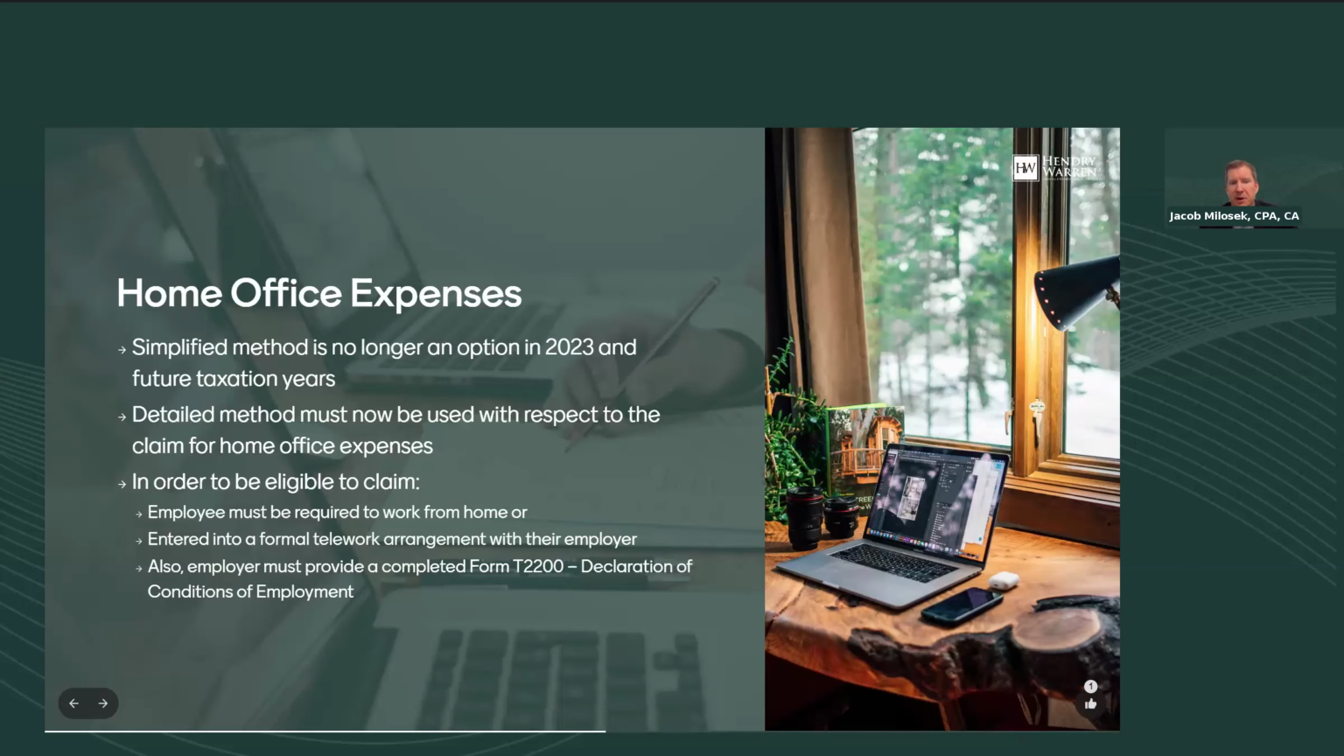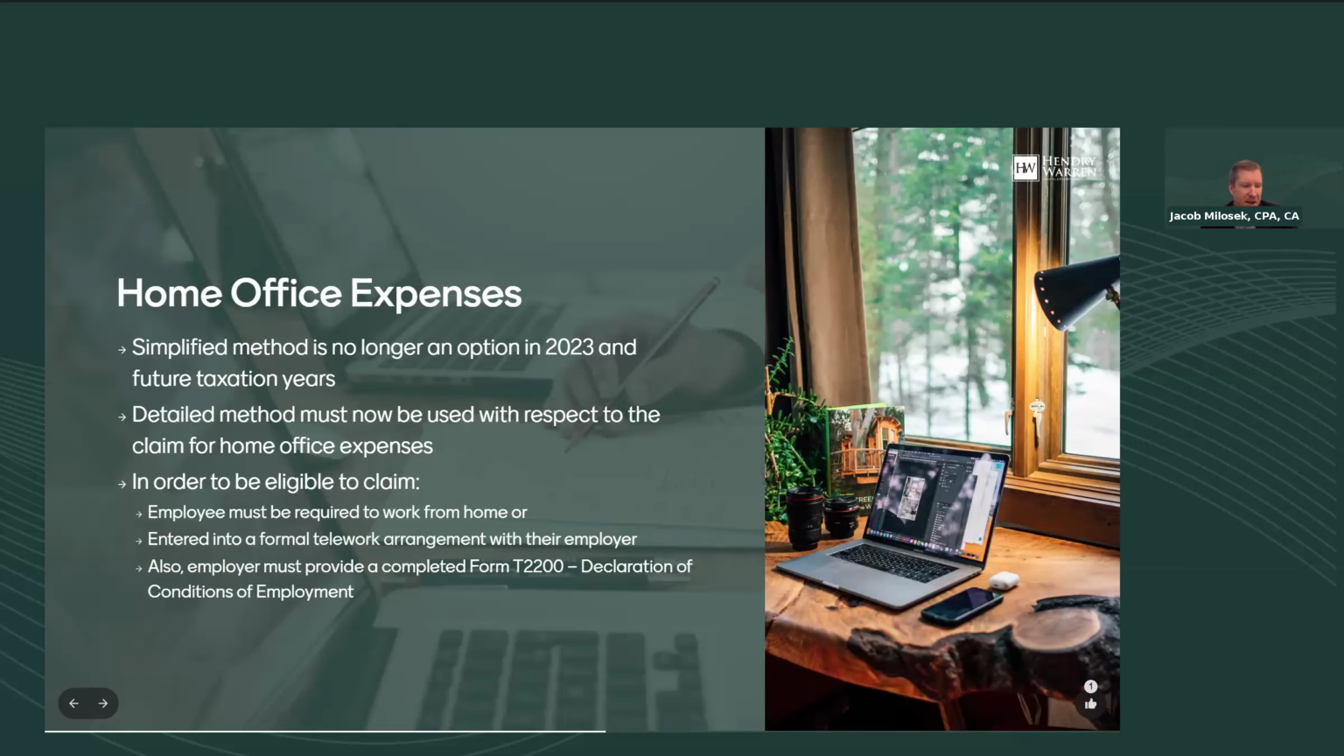And so generally the employee must be required to work from home, or they have to have entered into a formal work arrangement with their employer that says they are working from home. They also have to get a special form filled out by their employer called the T2200 that basically is a declaration from the employer saying that, yes, the employee was required to work from home during the year. So assuming we satisfy those criteria, we then have to have some reasonable basis of how to allocate the expenses.